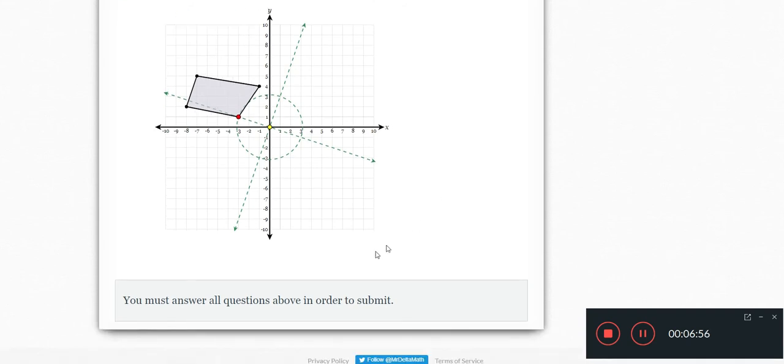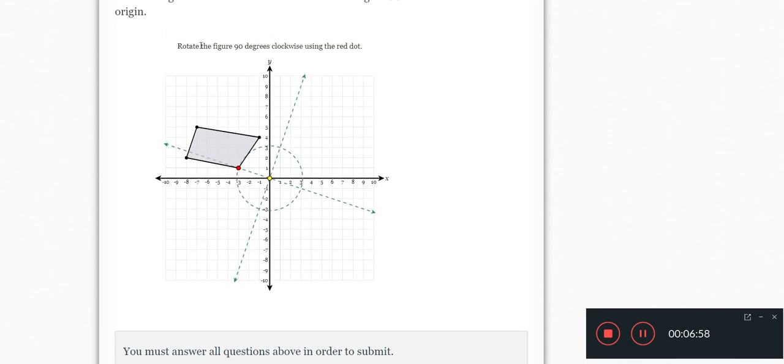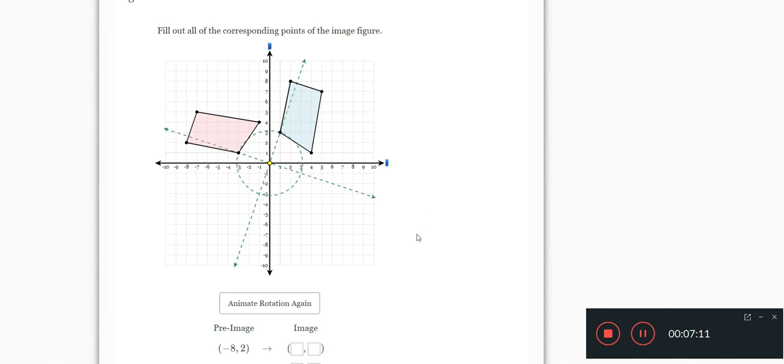So watch what happens. You must answer all questions to submit. So now, even though I have this, now is when I have to rotate the figure. If I'm going 90 degrees, I'm going to take my shape. You have to click on this dot, and it is going to bring it over here. Okay. So this is what's cool about Delta Math. Animate the rotation again, and it's going to show you, oh, I did it 90 degrees.